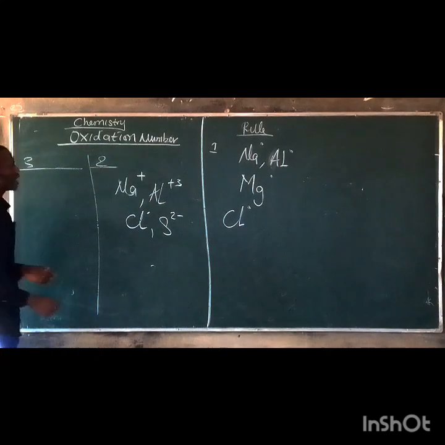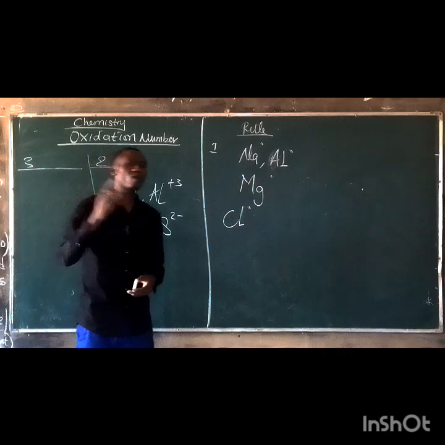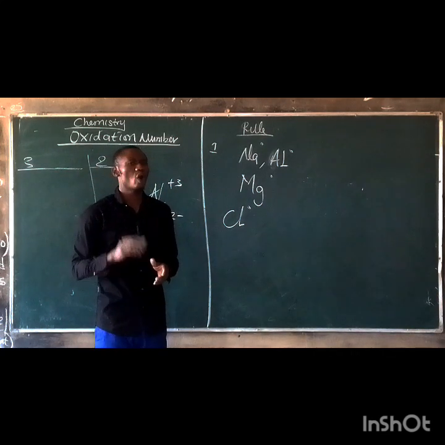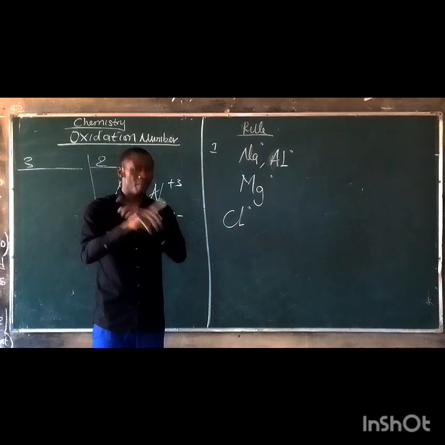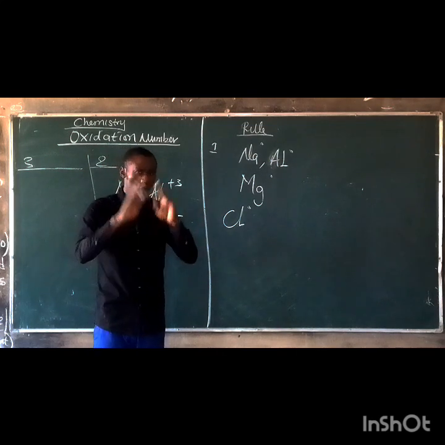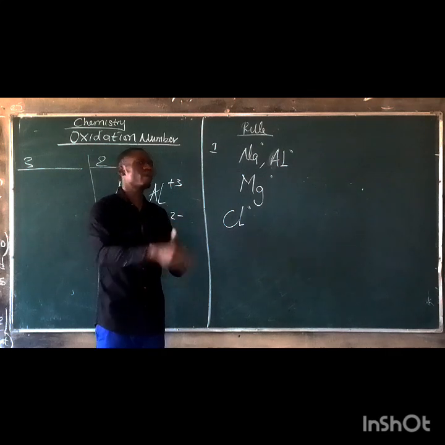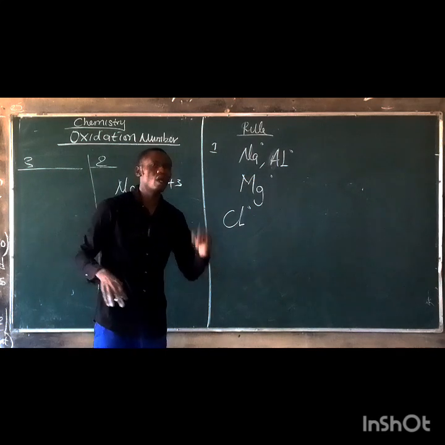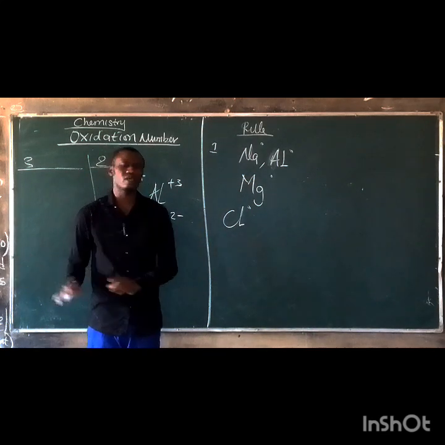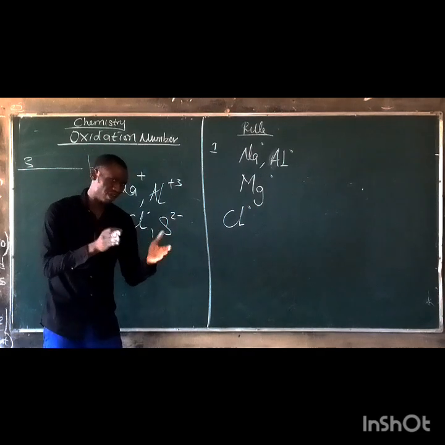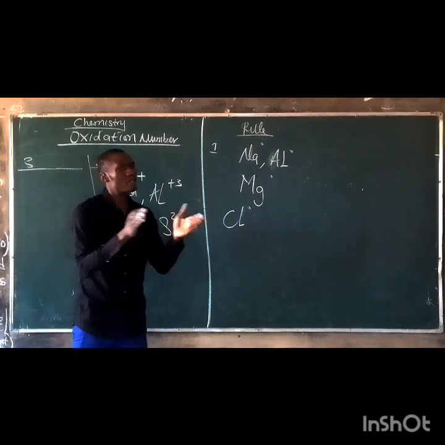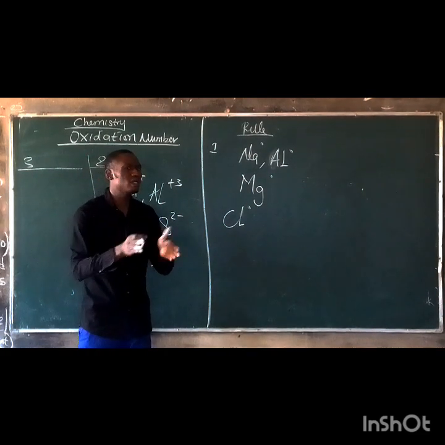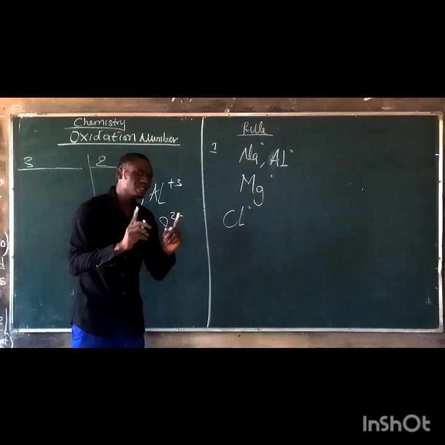Rule 3: all complex ions. The overall charge of a complex ion is their oxidation number. Let me take it again. Although the individual charges combine to form the overall charge of the complex ion, I want to take it from the polyatomic ion to the complex ion. Let's break the third rule into two. We'll talk about the polyatomic ion and the complex ion. Let's start with the polyatomic ion: the overall charge of all polyatomic ions is their oxidation number.